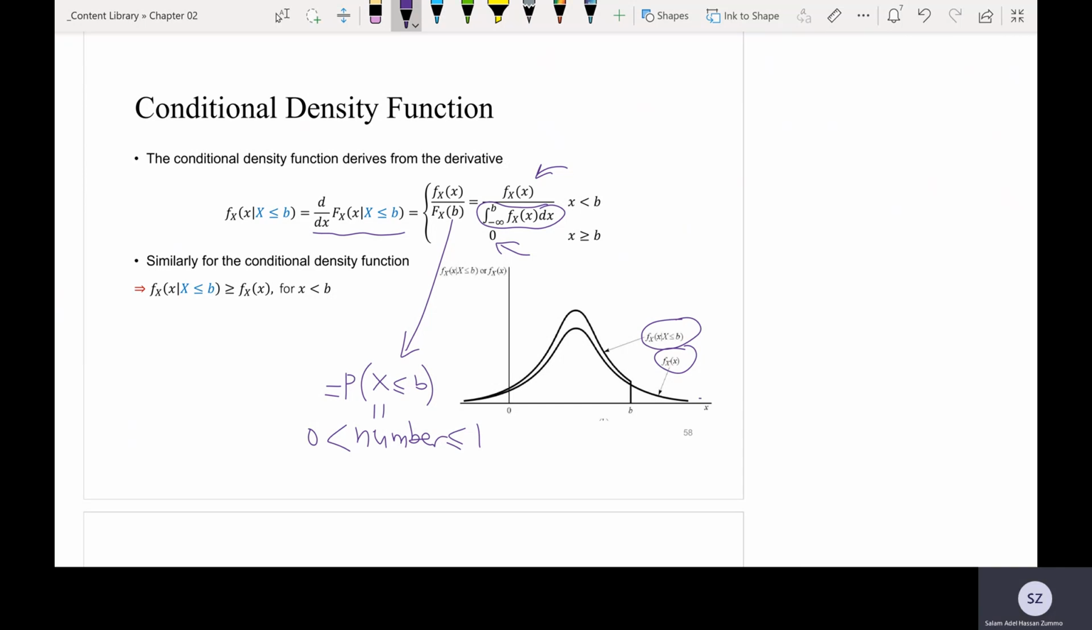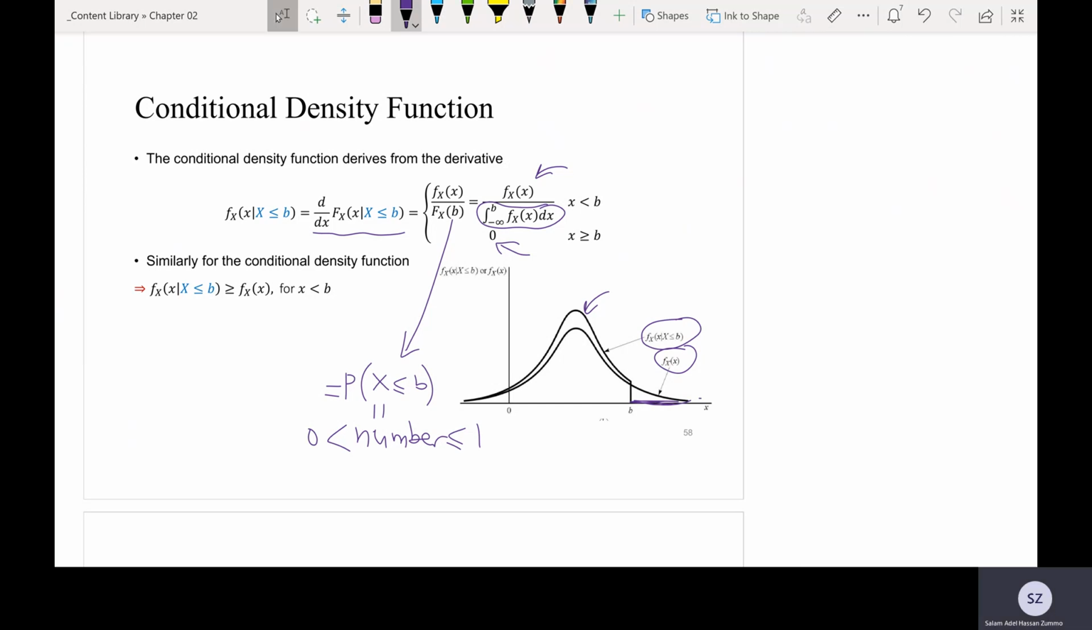Because this is a number, the conditional PDF is always larger than the original PDF, until you reach B, where the conditional PDF becomes 0. Why is it 0? Because it's impossible. It cannot happen.